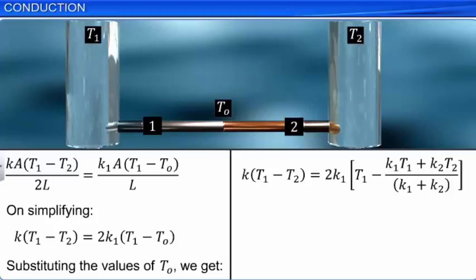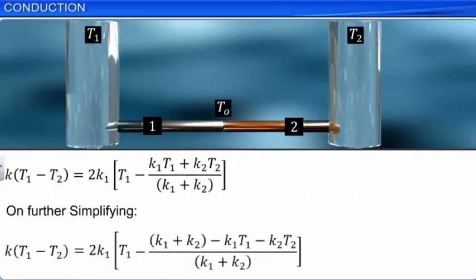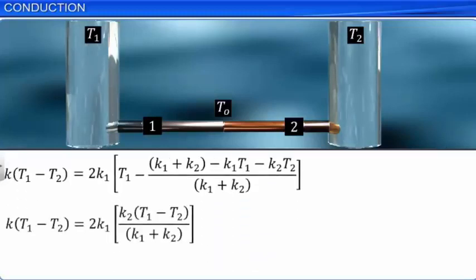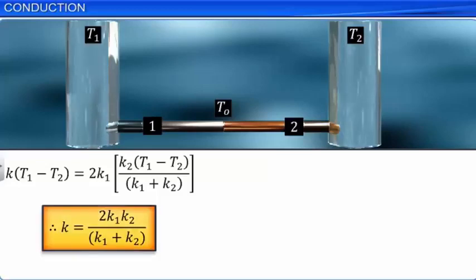On further simplifying, we get K(T1 - T2) = 2K1K2(T1 - T2)/(K1 + K2). Therefore, K = 2K1K2/(K1 + K2). This is the expression for equivalent conductivity when two conductors are connected in series.